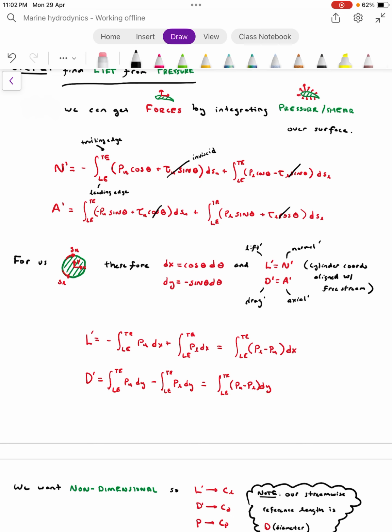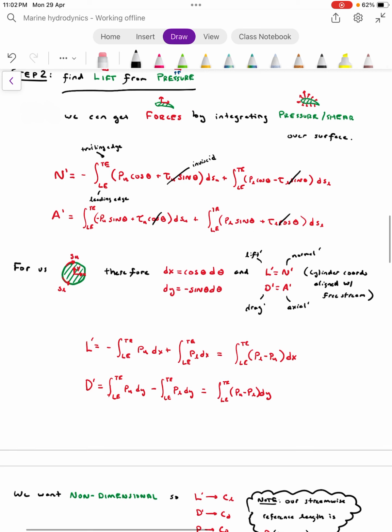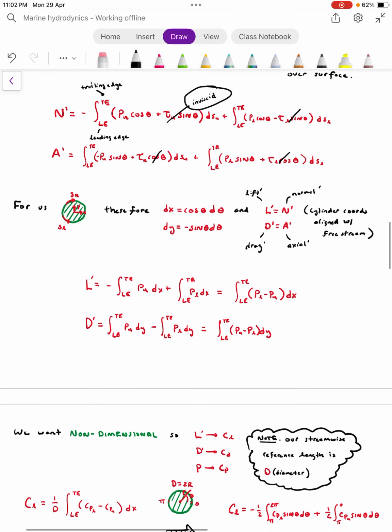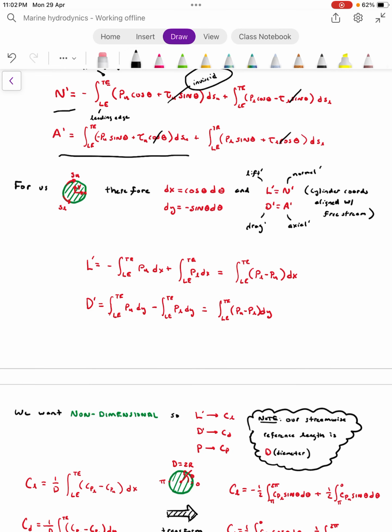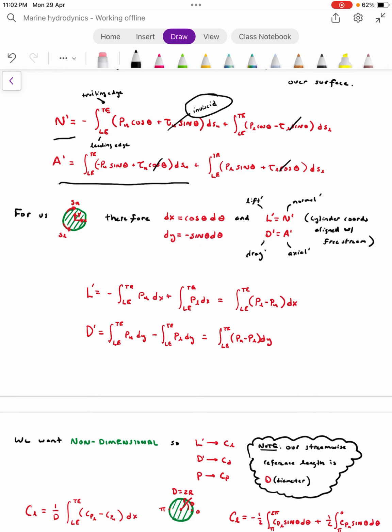First of all, we assume that all the shear forces are zero because the fluid is inviscid. From this we get the expressions for N dash and A dash. Now we will convert the expressions for N dash and A dash into cylindrical coordinates.